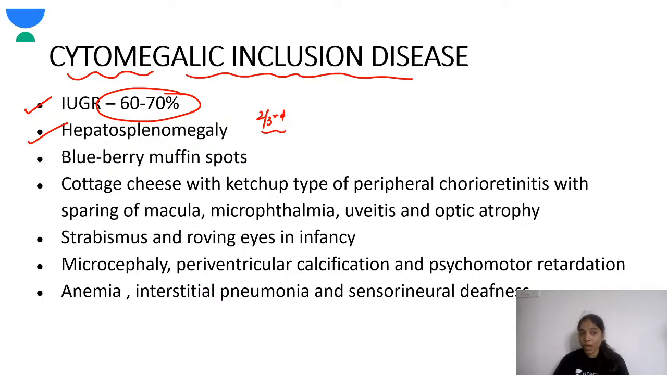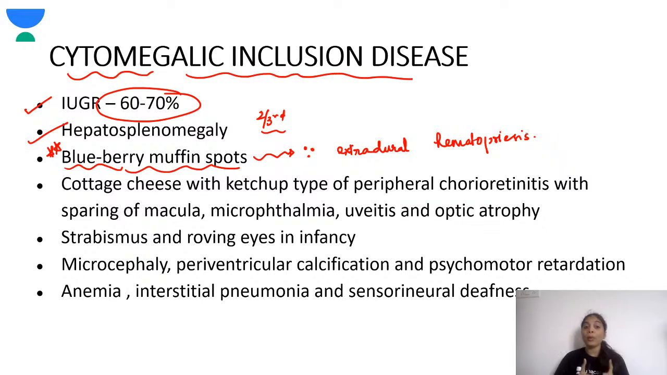These petechiae and purpura are called blueberry muffin spots. So remember this, this is a very important question. It is called blueberry muffin spots. Why are there blueberry muffin spots in this cytomegaloviral infection? This blueberry muffin spot is because of extramedullary hematopoiesis. So remember this for blueberry muffin spots.